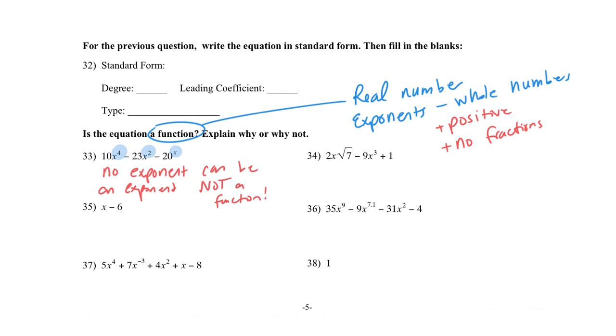Whereas if I look at number 34, there's an exponent of 1, an exponent of 3, and then I just have a constant. And this is a function, and that's because all exponents are whole numbers and all numbers are real. So as you go through, those are the two criteria you want to make sure that you're looking for to say whether or not we have a function.